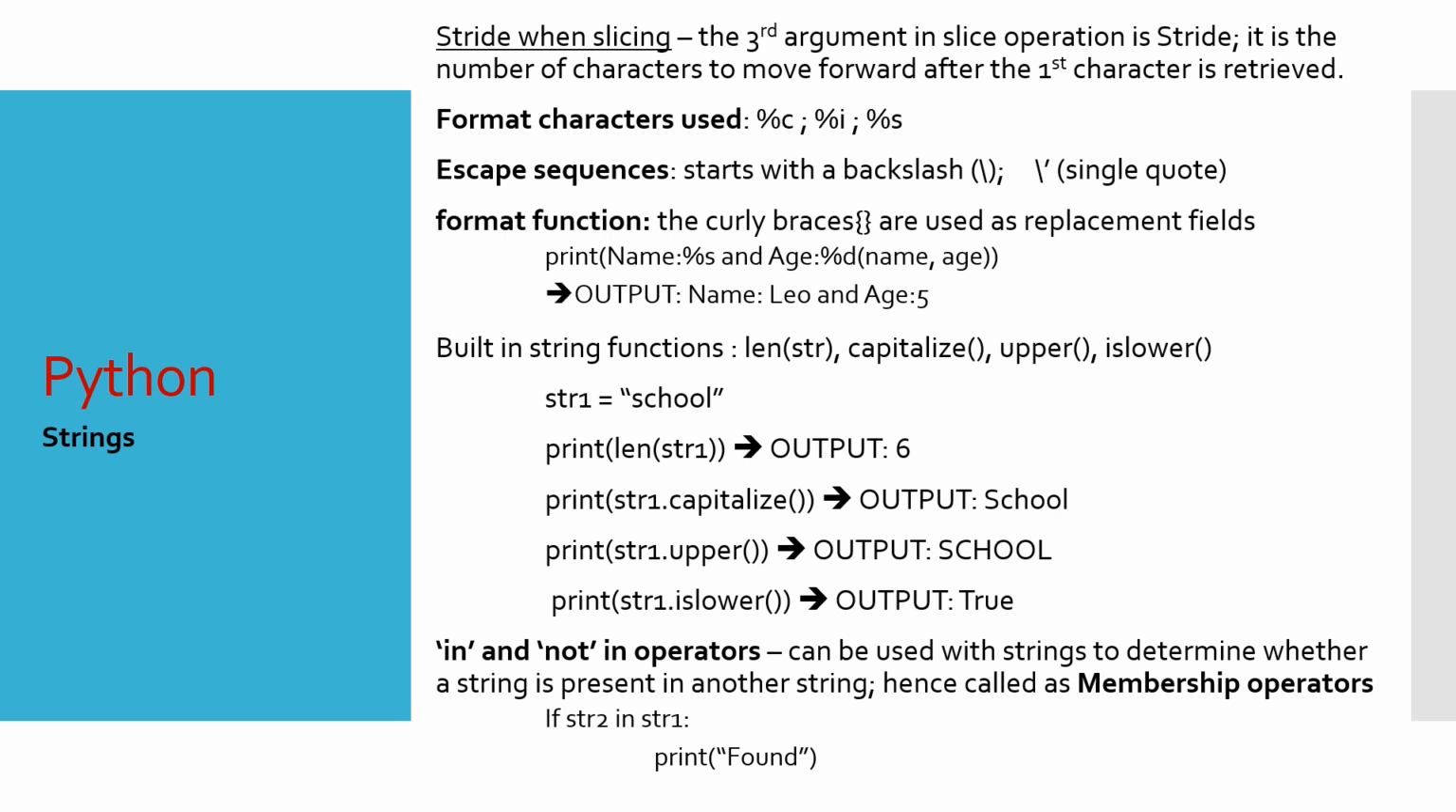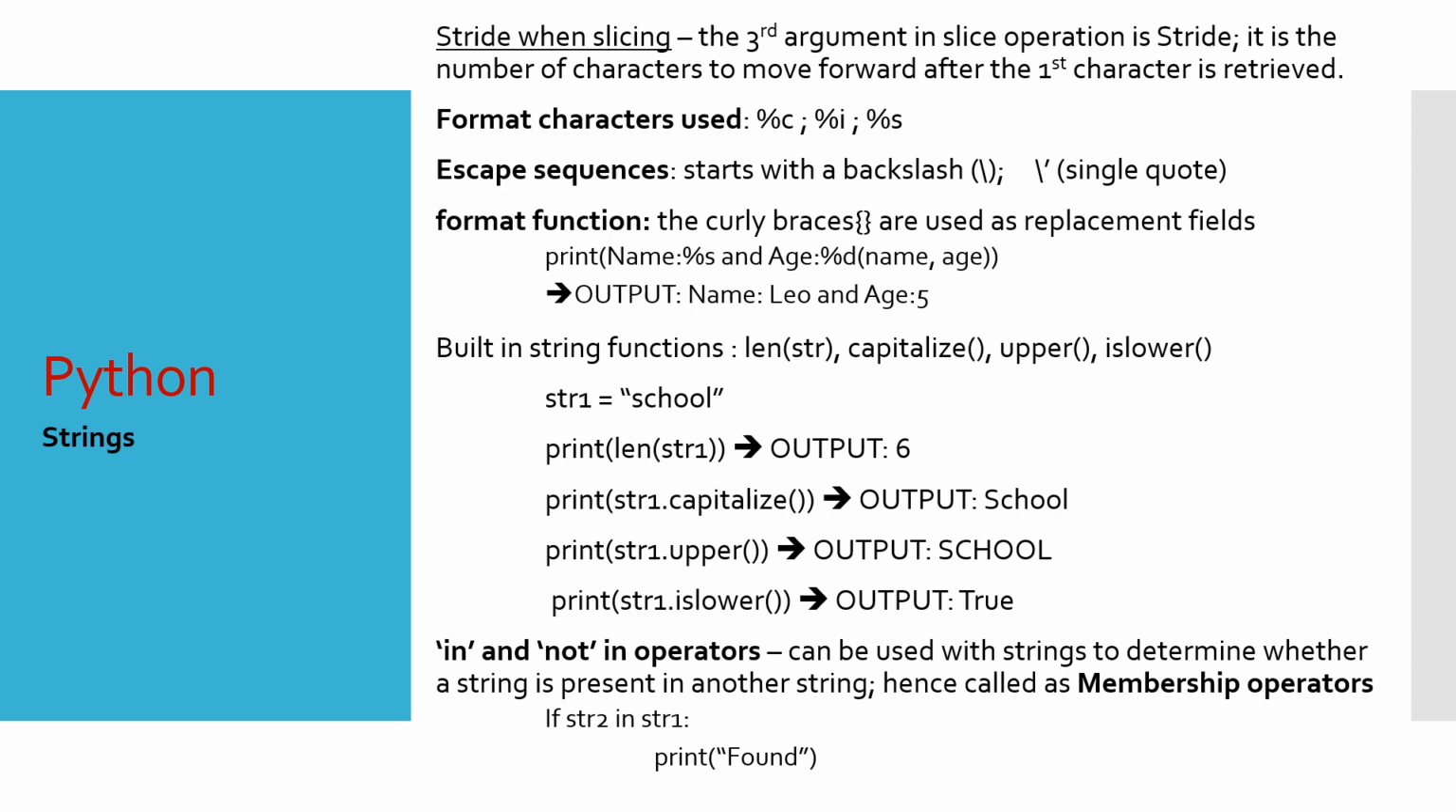Stride with slicing: there is another operation called stride. It is the number of characters to move forward from the first character retrieved. I would like you to see some examples in the books as well. There are also other examples, like format characters, which we can use to format strings. Escape sequences, which we can use with backslash or single quotes, I've talked about in some past videos. And then format functions, where you can also use curly brackets to format things.